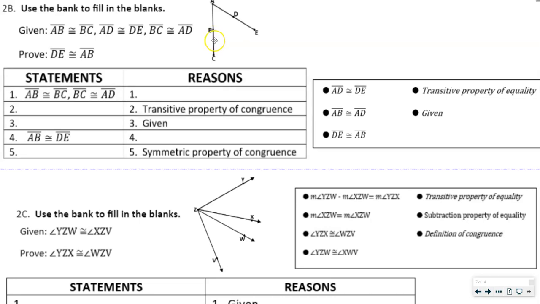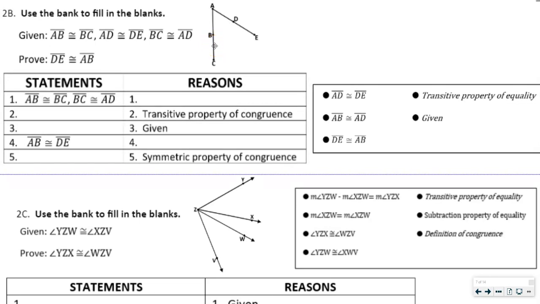So let me see if I can move this down just a tad so we can see that angle. Okay, there we go. All right, this time it says, these are actually segments too. It says AB is congruent to BC, AD is congruent to DE, BC is congruent to AD. Prove that DE and AB are congruent, okay?